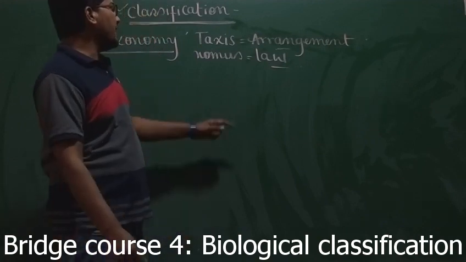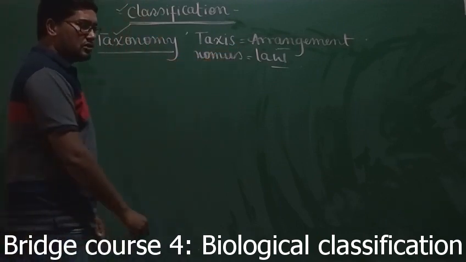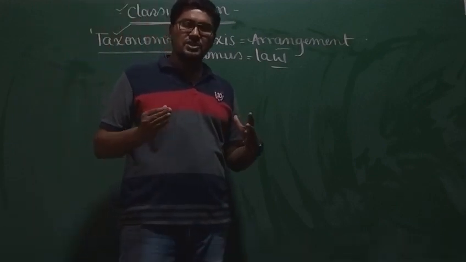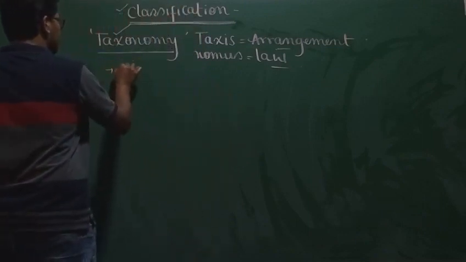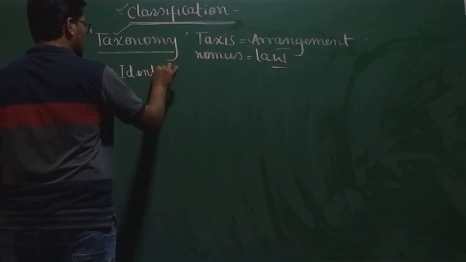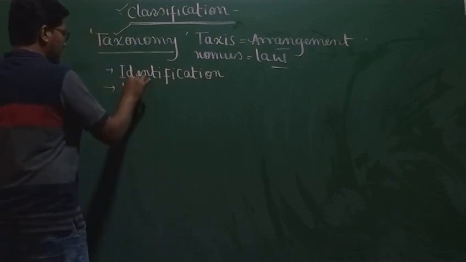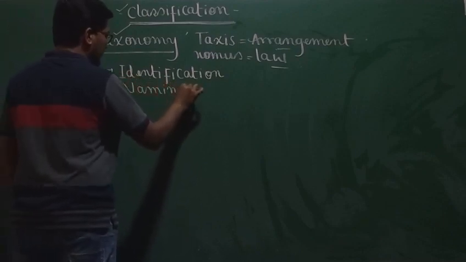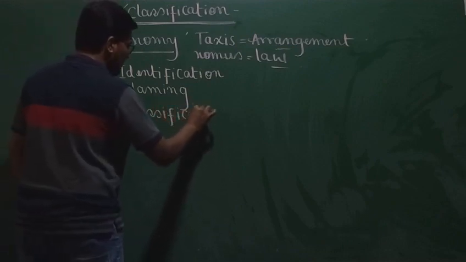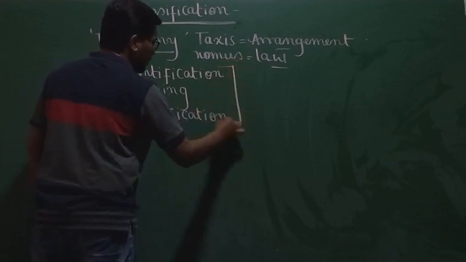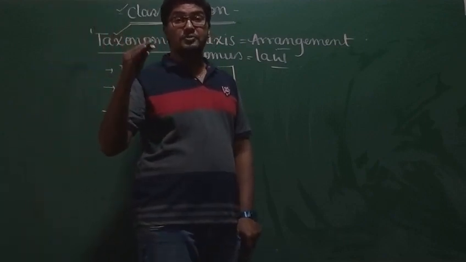systematically. The systematic arrangement of the living organisms can be done by a branch of biology which is called taxonomy. If you ask me strictly what is taxonomy, it is the branch of biology which deals with identification, naming and classification of organisms.